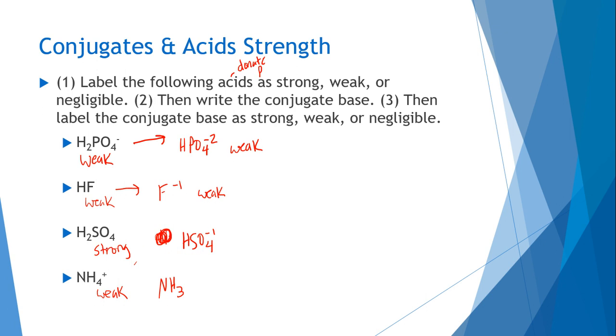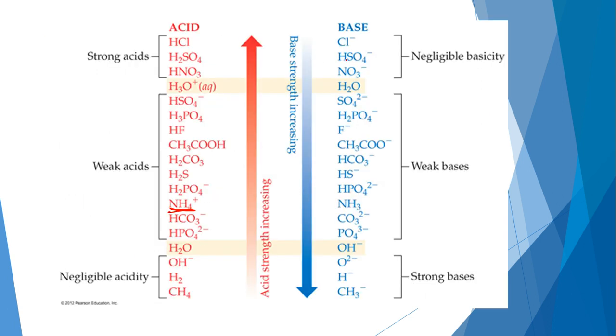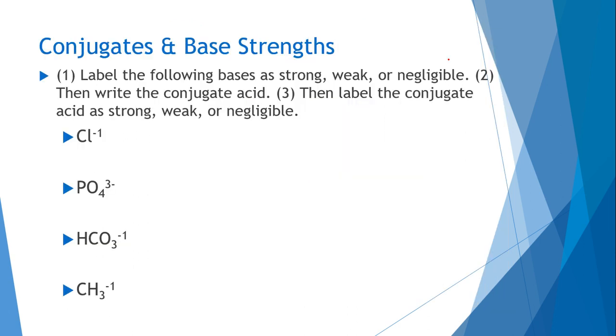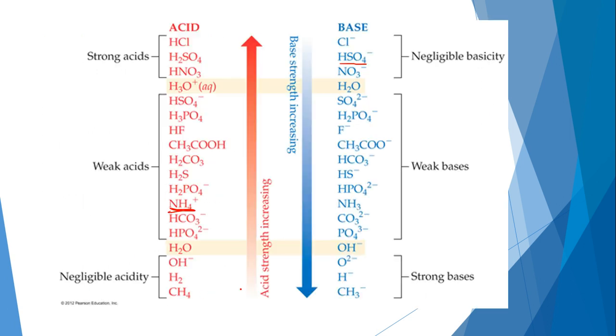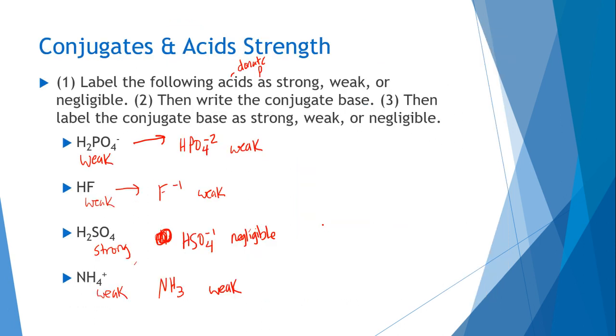So this originally was a strong acid, which if we know the rules, we should guess that this is a negligible base. So let's find HSO4 negative 1. Here, HSO4 negative 1, it's going to be in the negligible base category. Okay. And then here we have a weak acid, which means NH3 should be a weak base. And if we look, NH3 is a weak base. Again, notice there is a correlation happening here.